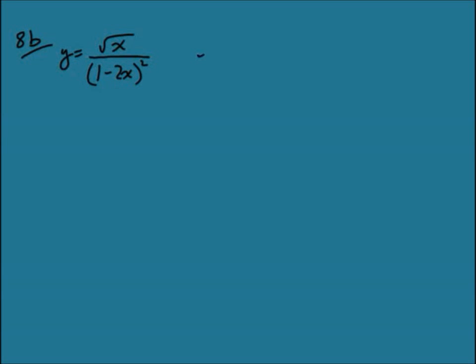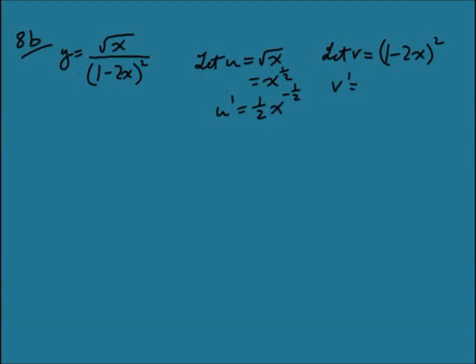So, let u equal root of x, which is x to the power of 1/2. The derivative of that is 1/2 x to the power of negative 1/2. Let v equal 1 minus 2x all squared. Therefore, v dash is 2 times 1 minus 2x, that would now be the power of 1, multiplied by the derivative of this inside function, which is negative 2. Simplifying, negative 4 times 1 minus 2x.